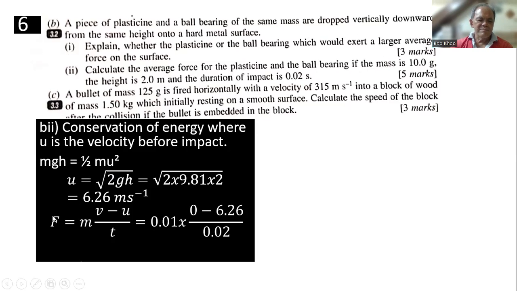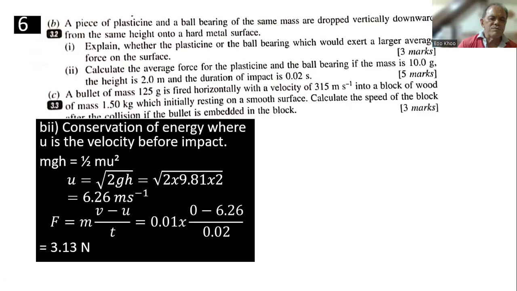And the force, right? Calculate the average force. If the mass is in grams, and the duration, we are not told the final velocity, we just assume it's 0. And that is the initial velocity before collision. That's the time of impact. 10 gram convert to kilogram, calculate out.